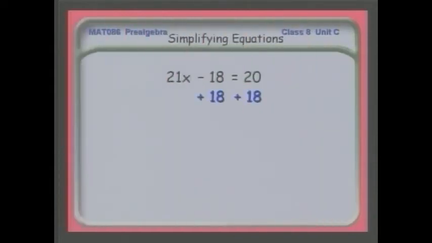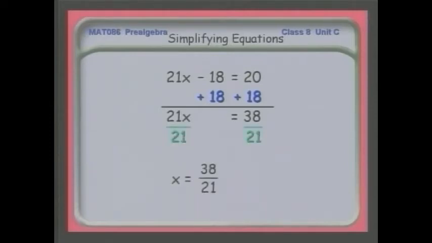What I'll do is I'll add 18 to both sides of that equation, get 21x is equal to 38, divide both sides of the equation by 21, and I find that x is equal to 38/21sts. That's an improper fraction. I change it to a proper fraction, and I'm finished.